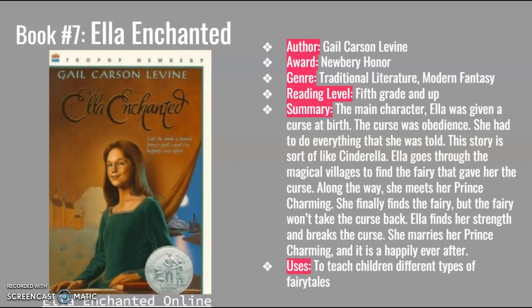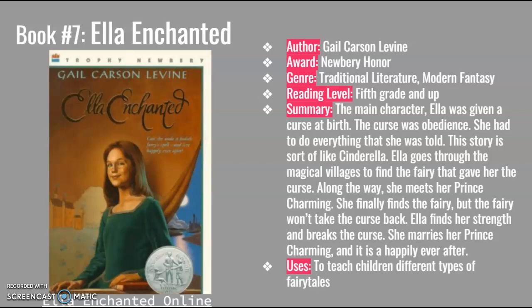And the summary of this is that Ella was given a curse at birth of obedience by a fairy, and she was told to do everything and she would have to obey. And this was kind of like Cinderella, where she lived with an evil stepmother and two evil stepsisters. And she decided to go and find that fairy to ask for the curse to be taken away.